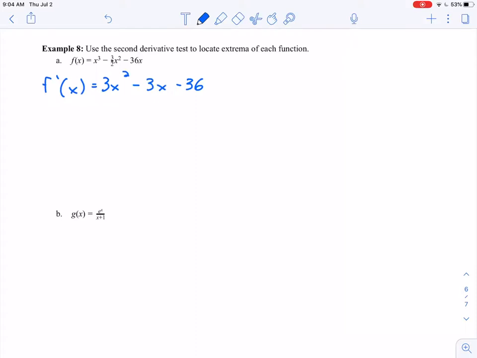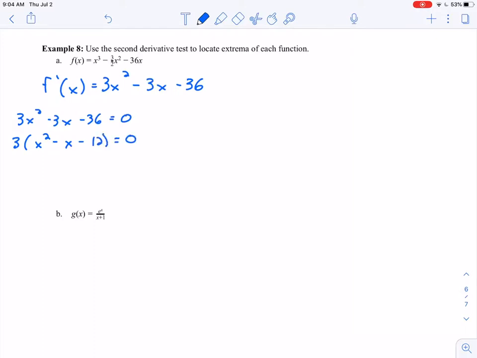I want to find the local extrema, which means I need to find the critical points. So I'm going to take my derivative, 3x squared minus 3x minus 36, set it equal to 0, and solve this equation. First thing I can do, I've got a greatest common factor of 3, so x squared minus x minus, what will I have there, 12 is equal to 0.